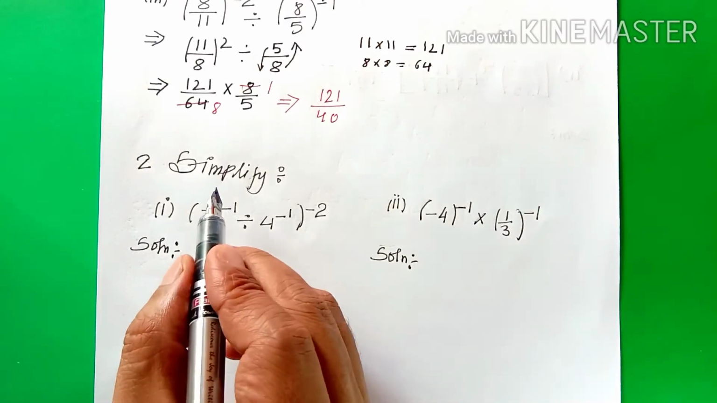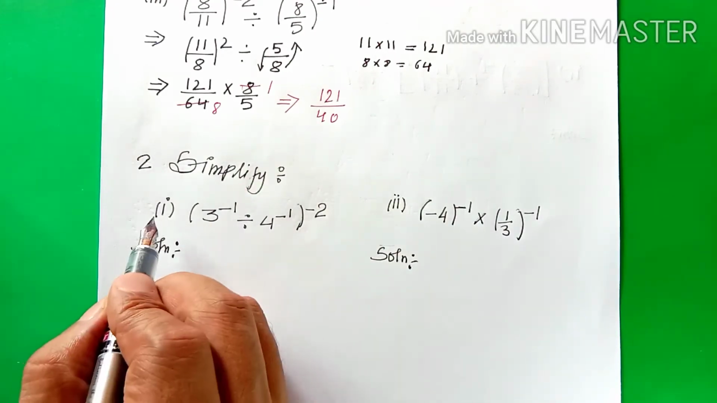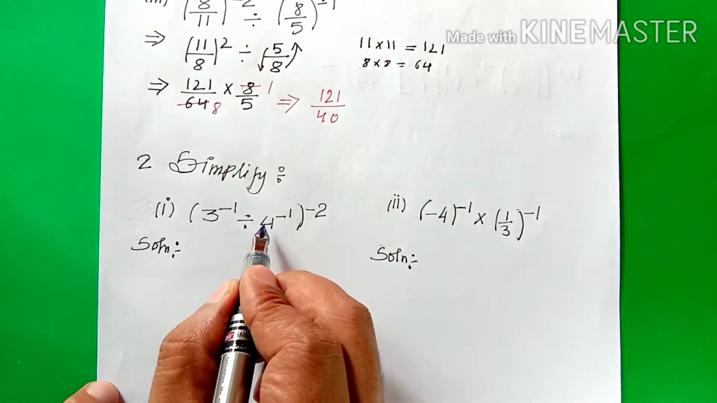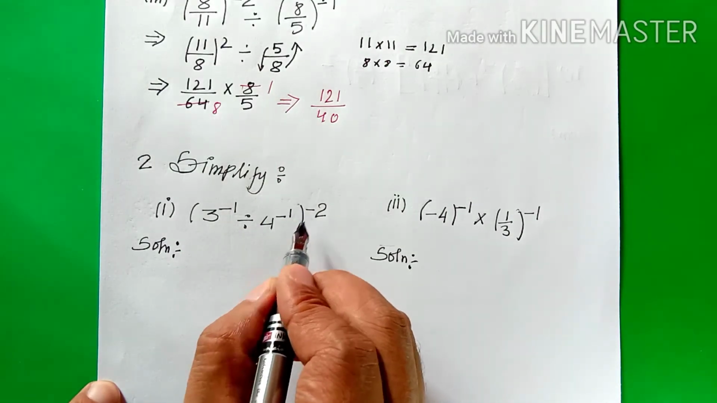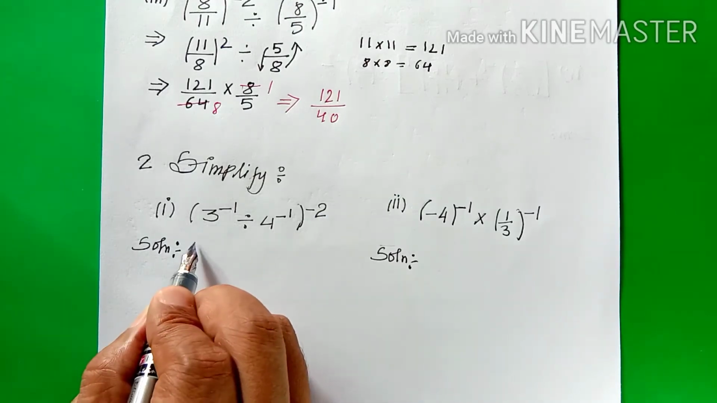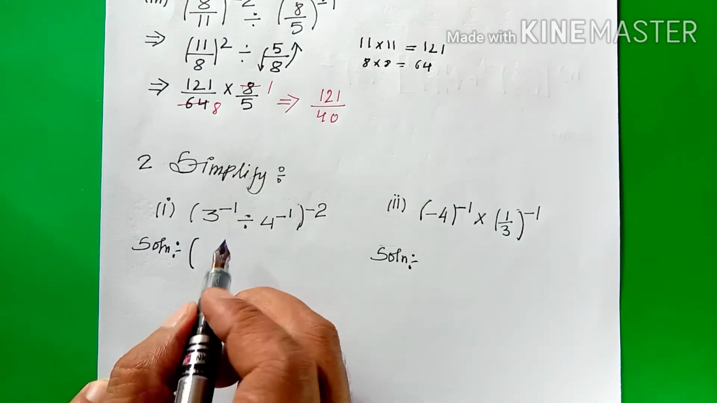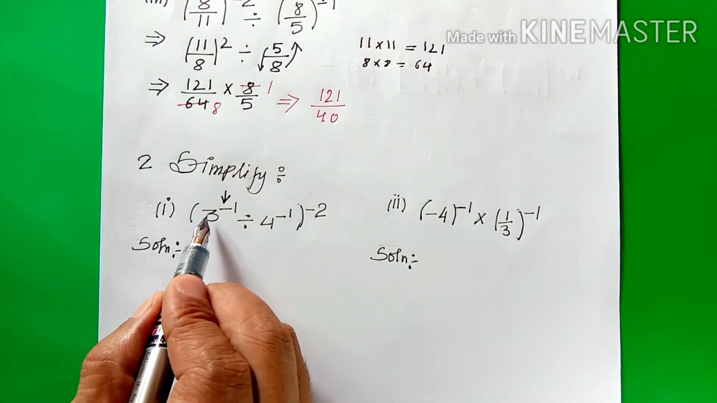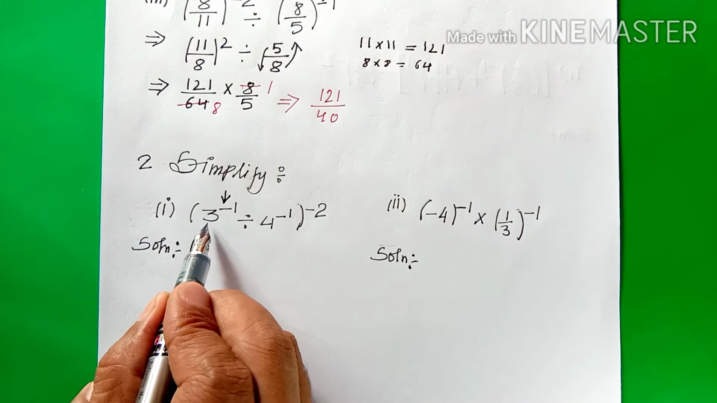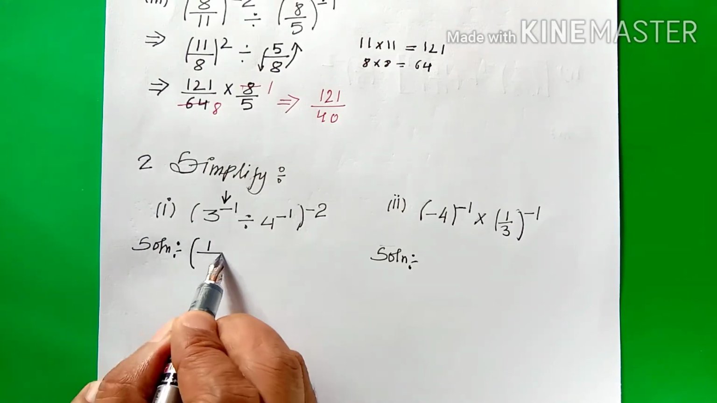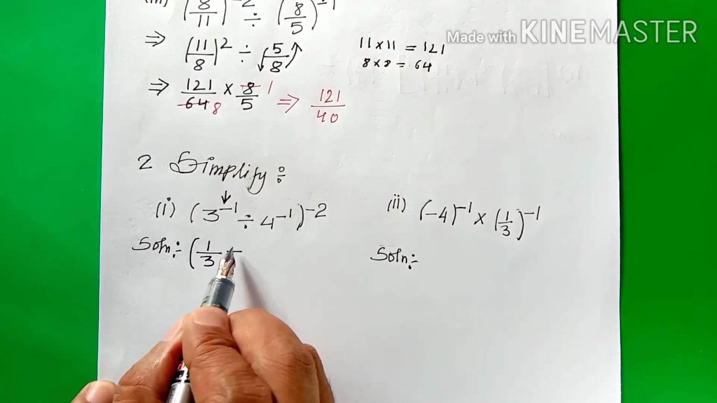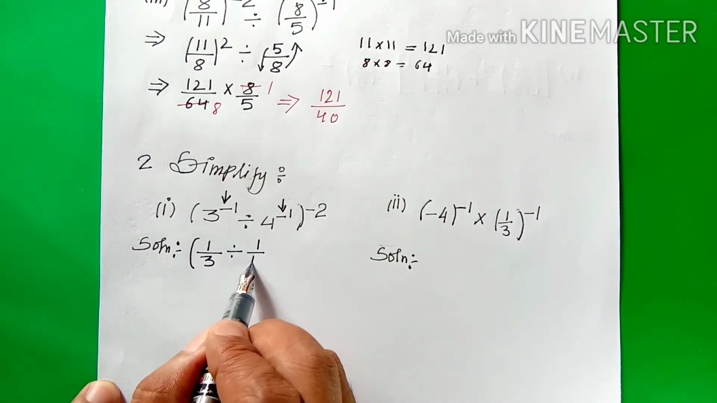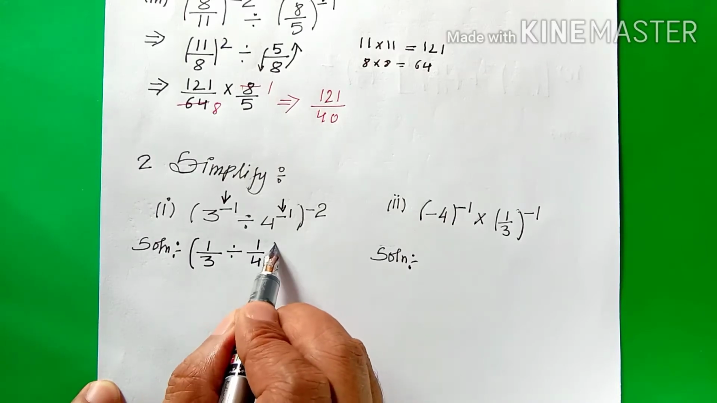Question number 2, simplify. Under that, sub question number 1, we have (3 raised to minus 1 divided by 4 raised to minus 1) raised to minus 2. So one must apply here the law of exponent. Change this negative power into positive power. At that time, the base will take the reciprocal. So the reciprocal of 3 is 1 divided by 3, again divided. Again, the reciprocal of 4 is equal to 1 by 4 to the power 1, not needed to mention there.